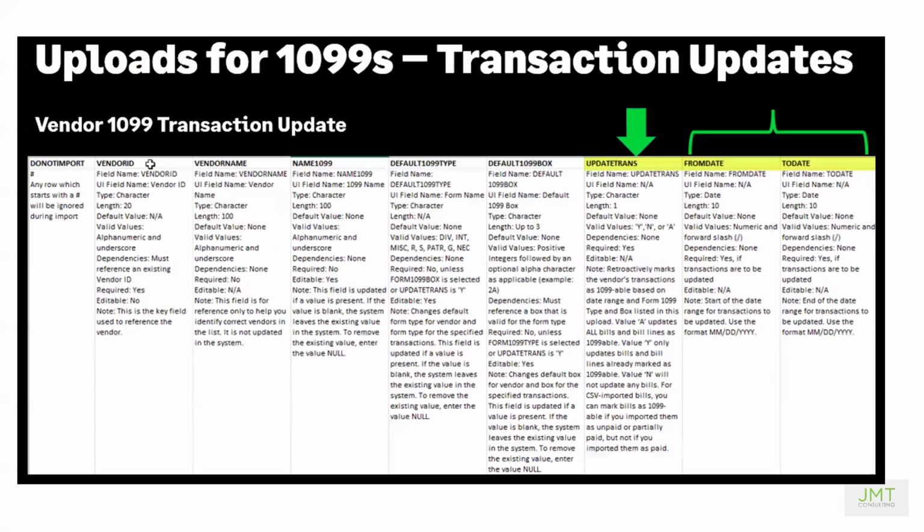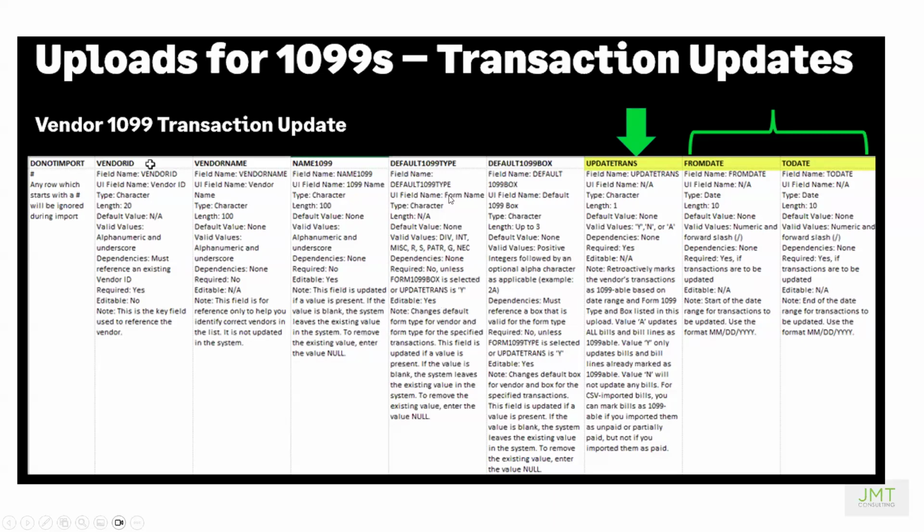So this one is if you need to update transactions, and this one can be a little bit tricky. If you need to update transactions and you're not 100% sure what values to put in here, especially this green one, boy, that was hard for me to say, sorry about that, contact us. We'll help you out. So you do have to have the vendor ID. You have to have the vendor name, and you don't have to have the name 1099. That's optional.